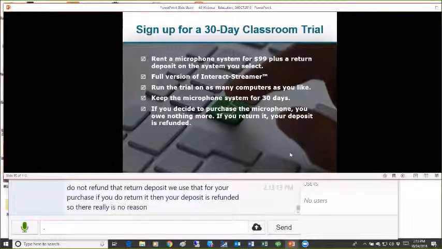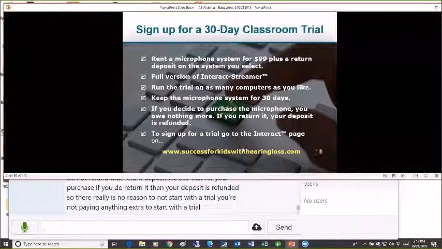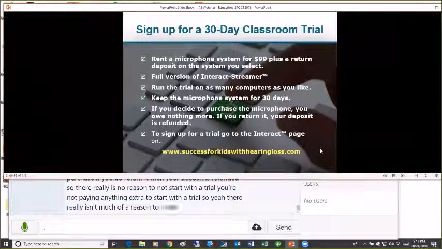So there really is no reason to not start with a trial. You're not paying anything extra to start with a trial. So yeah, there really isn't much of a reason to not do that.